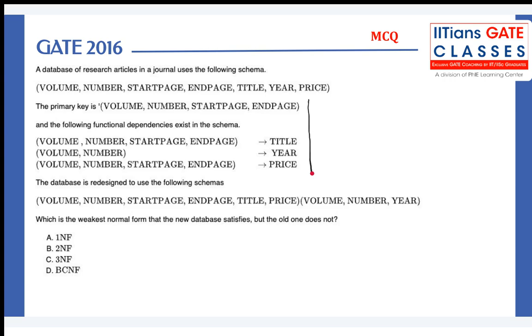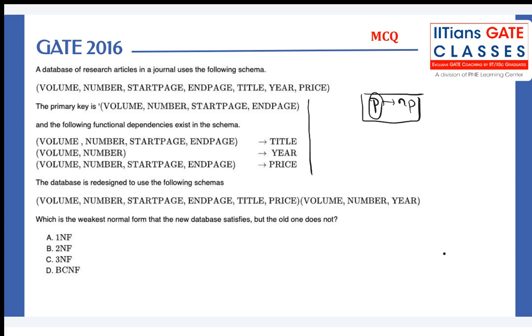Is it in 2NF? Is this table in 2NF? What are the prime attributes of the table? See, 2NF means it's very simple. You need to check for prime attribute to non-prime attribute if there is something present, first of all, and is this a proper subset of a key? So who are the prime attributes of this table?